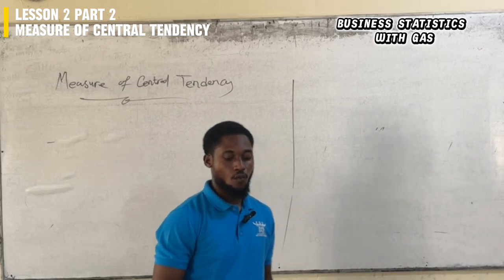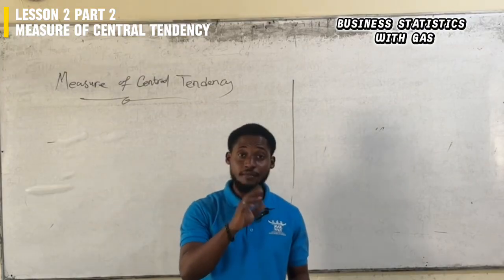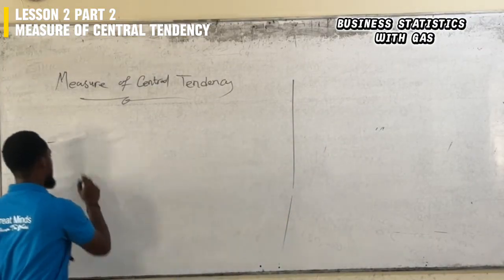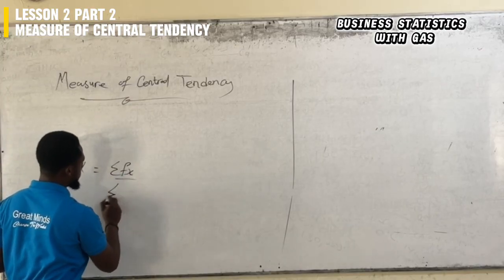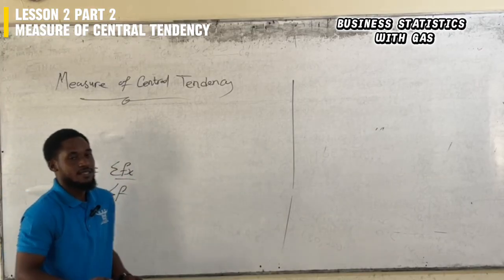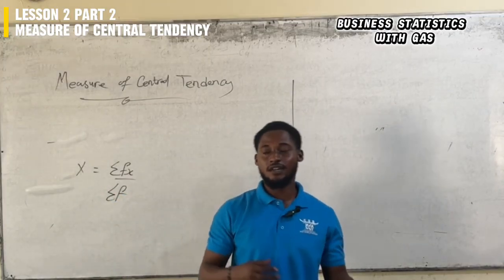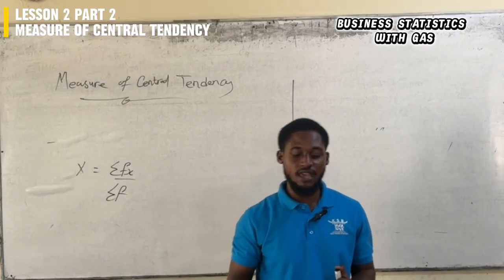So now, when it comes to the arithmetic mean of grouped data, the formula becomes x equals sigma fx over sigma f. And you could see that these are things we did in our primary, JHS, and SHS. So these things shouldn't be a problem.